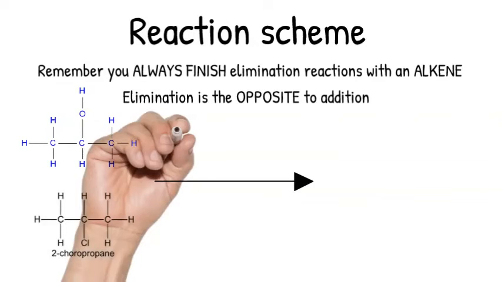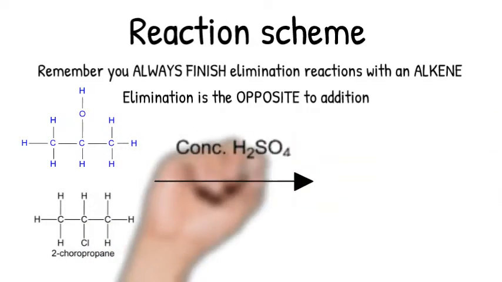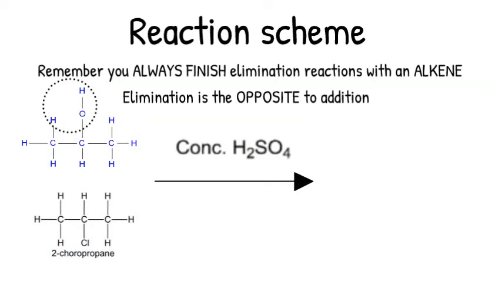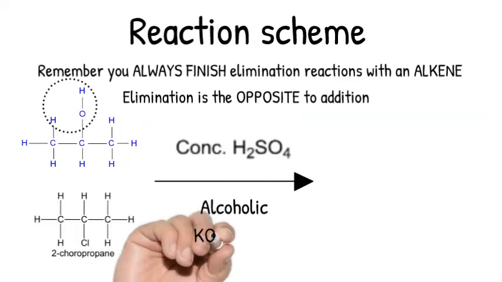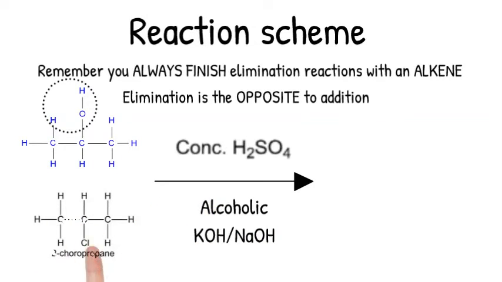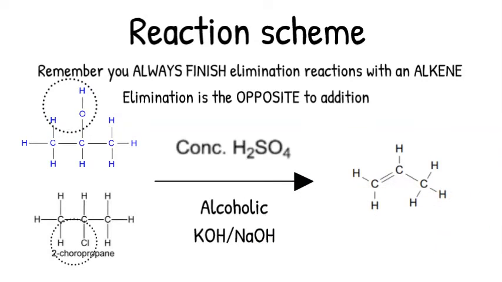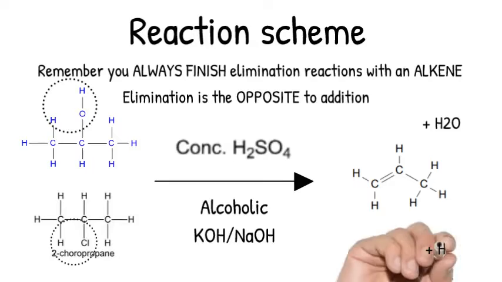We need to add concentrated H2SO4 to the alcohol, and this will remove the OH and an adjacent hydrogen. And if we add alcoholic KOH or NaOH to 2-chloropropane, it will remove the Cl and an adjacent hydrogen. Both of them finishing up with the alkene propene, plus H2O for the alcohol, and plus HCl as a byproduct for the haloalkane.